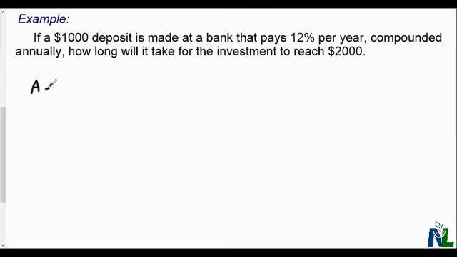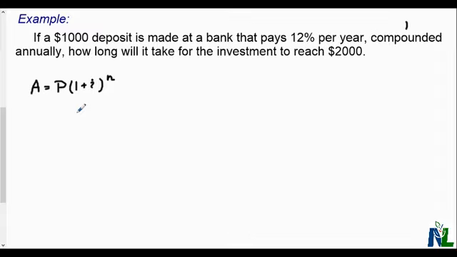So that's where we have A will be equal to the principal amount invested outside of 1 plus i, which is the interest rate per compounding period, to the n, where n is the number of times something will be compounded. So to begin this, we first need to calculate the interest rate per compounding period. So we have a $1,000 deposit at 12% per year compounded annually. So that means our compounding period is 1 per year.